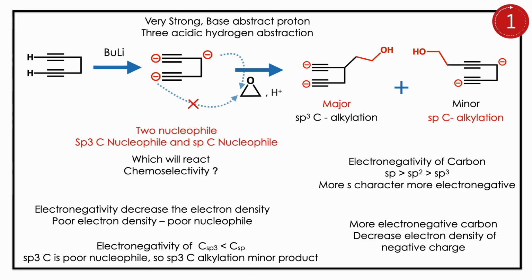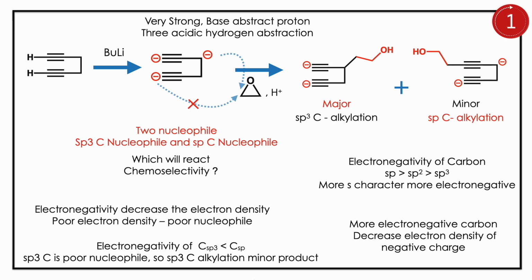Here you have an alkyne. You are using a very strong base. Strong base abstracts all possible protons. Here 3 protons are removed, so you have 3 anions. All 3 can act as a nucleophile. But the catch here is which one is better. So it is called chemoselectivity. You can call it regioselectivity also.